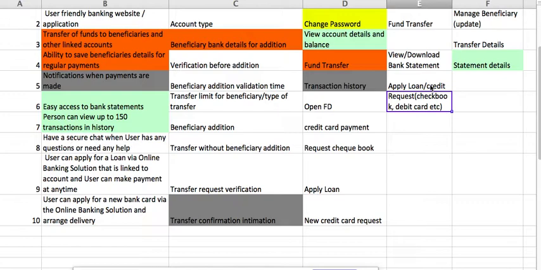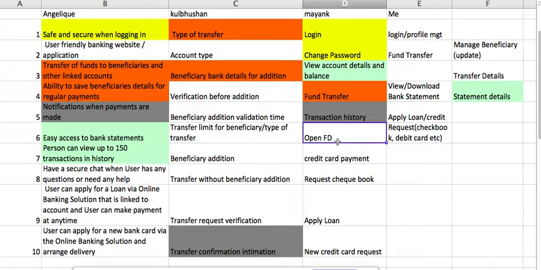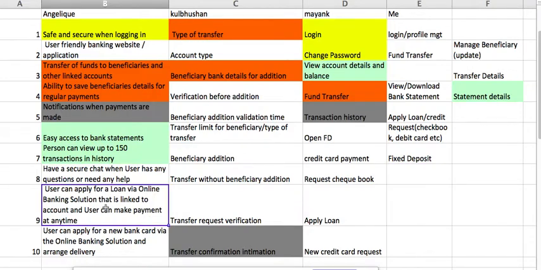Okay, now if you see, more or less we have covered all the top requirements. Here there is one called open FD. FD is a fixed deposit basically. But since you are the only one who has asked for it, I'm not writing about it. So what I've tried to do is apply loan you have mentioned.